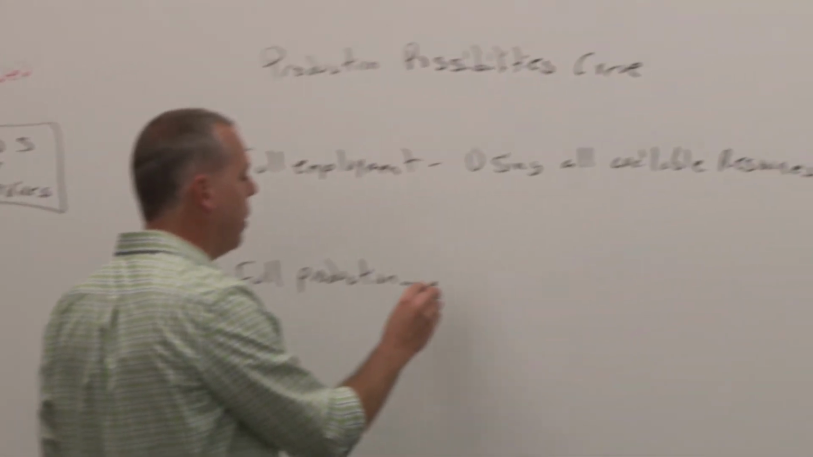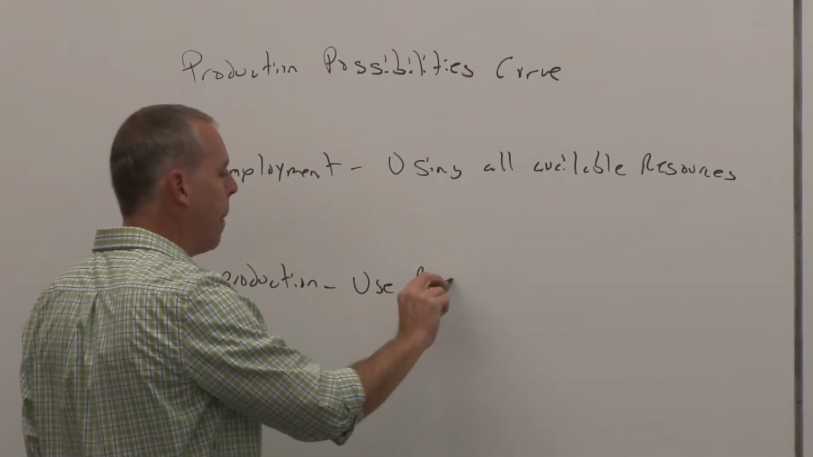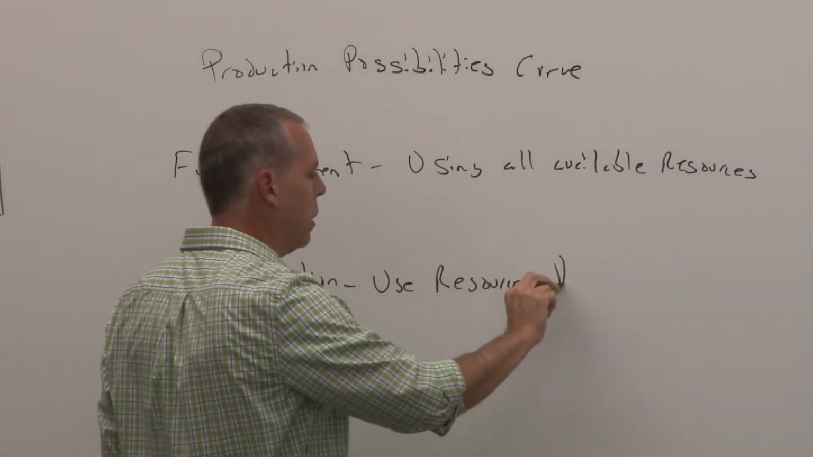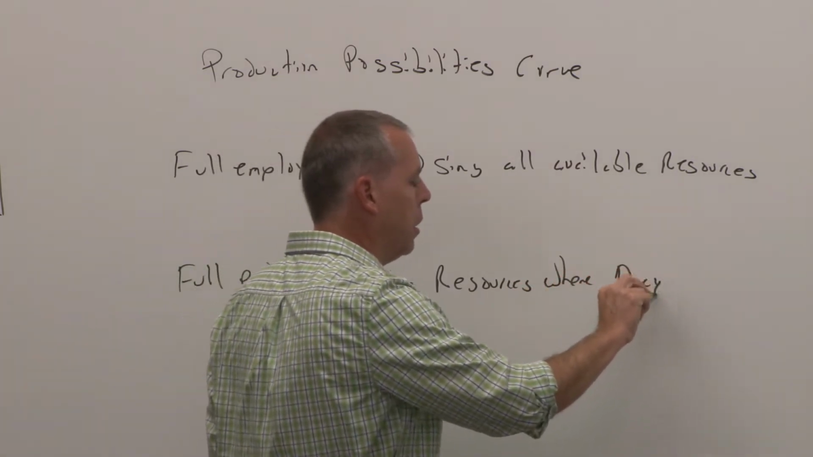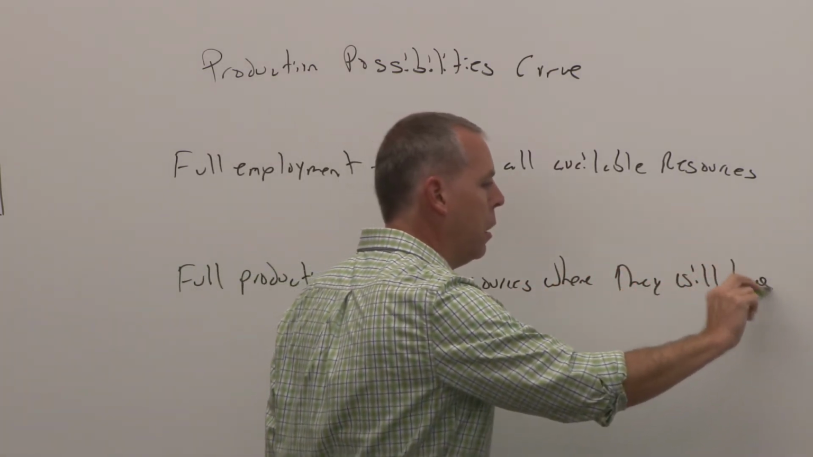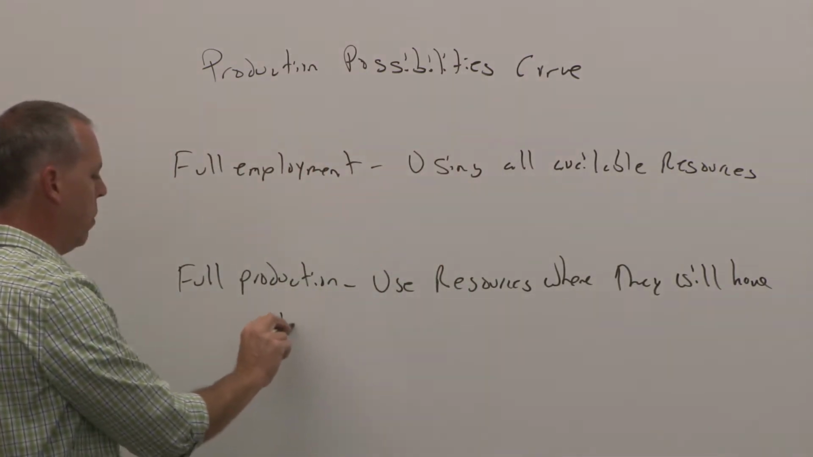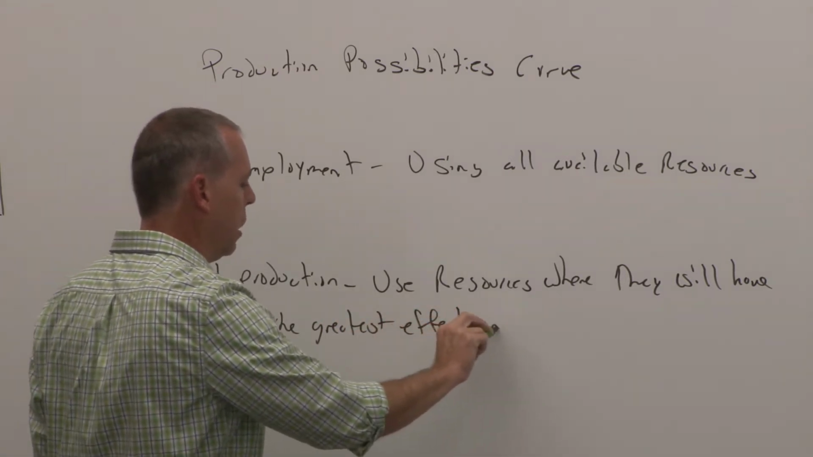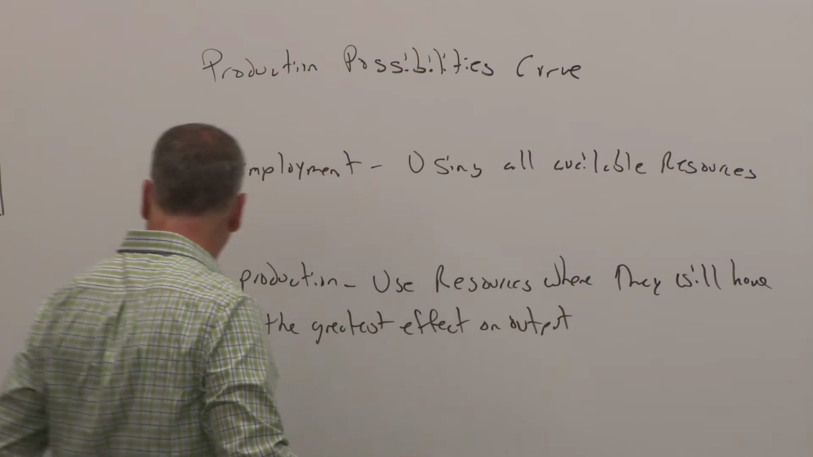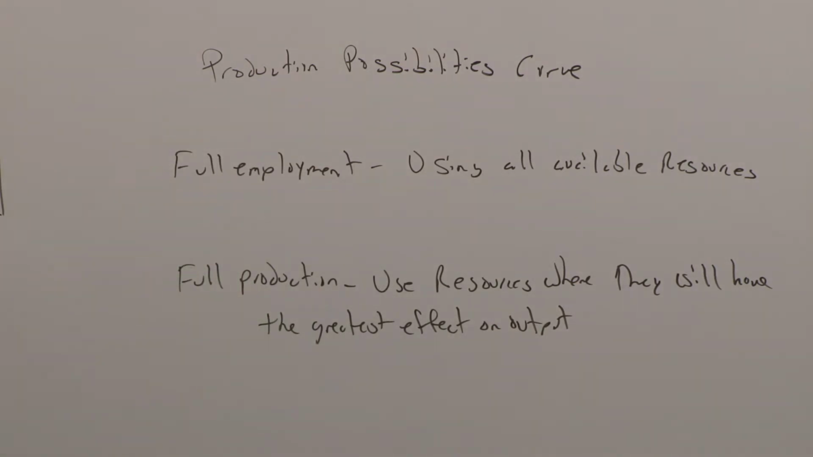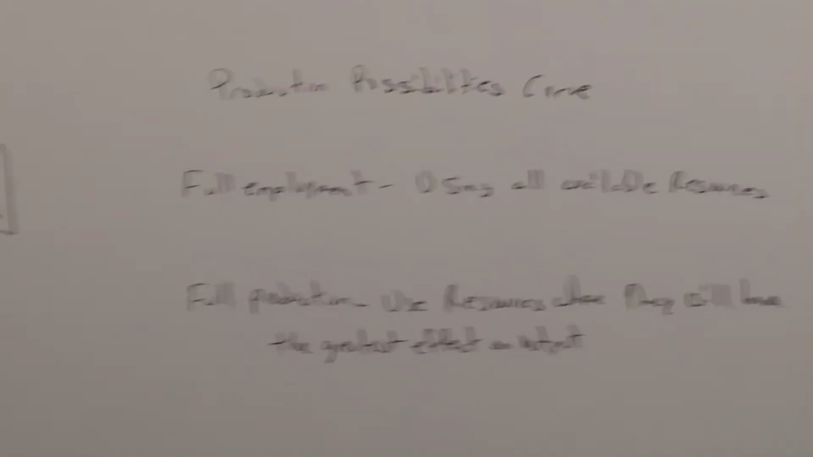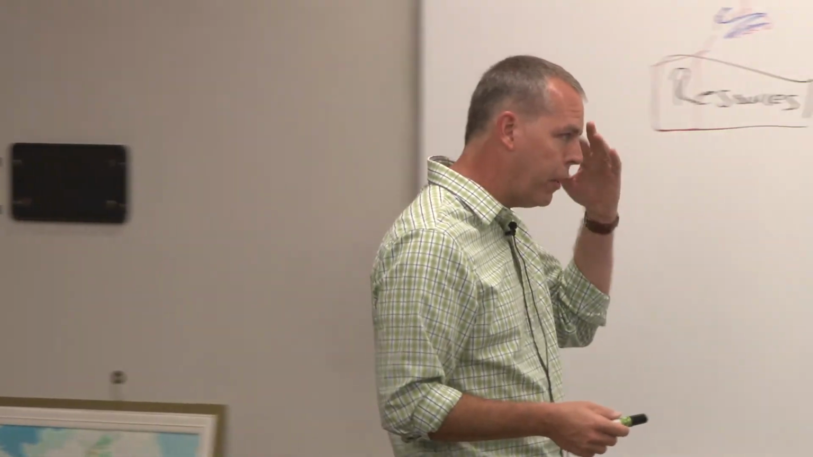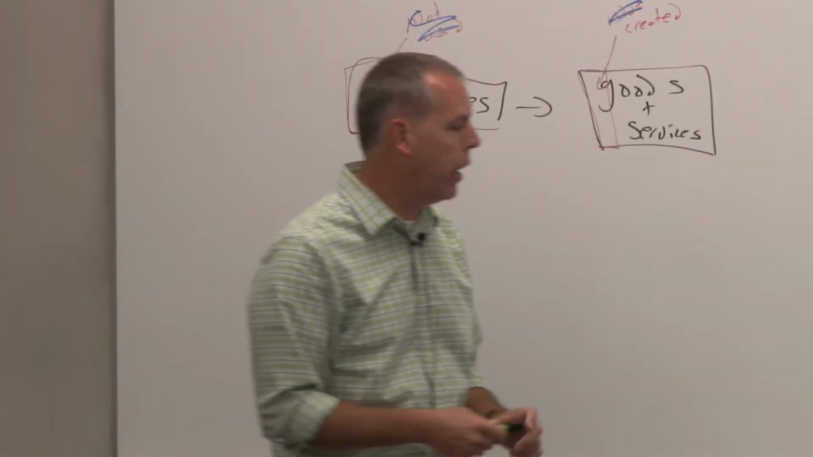Full production is this idea: we want to use these resources where they will have the greatest effect on output. Now we'll define this as essentially using resources to produce the goods and services they have a comparative advantage in. We'll define what we mean by comparative advantage a little bit later on. But we can conceptualize what this means right now, and let's look at it like this.